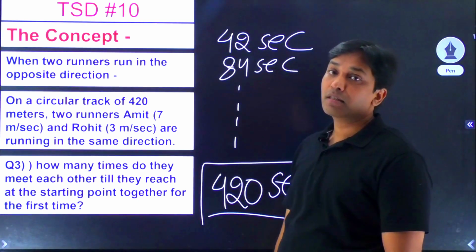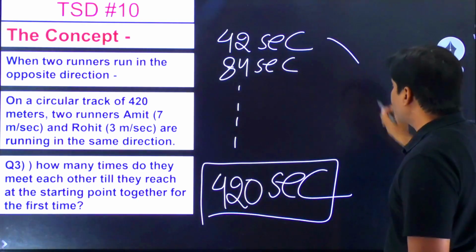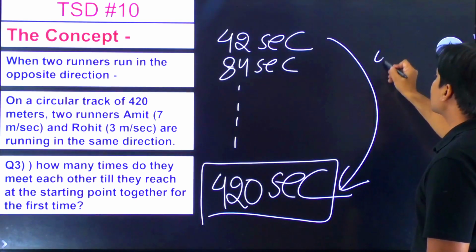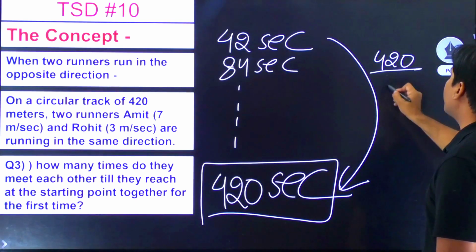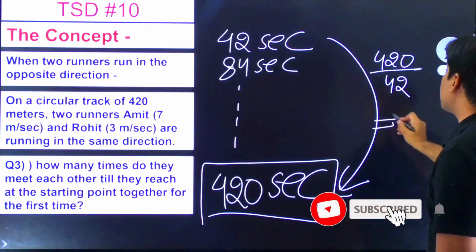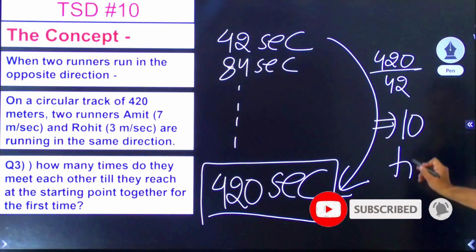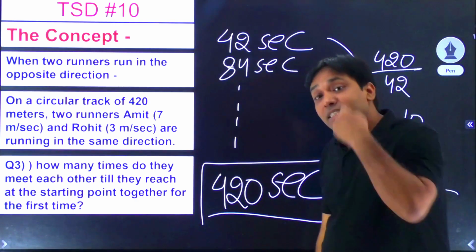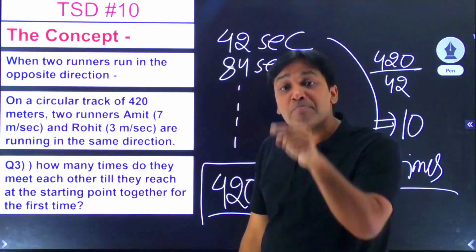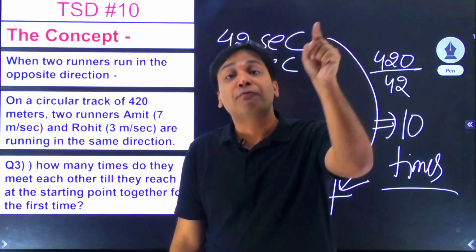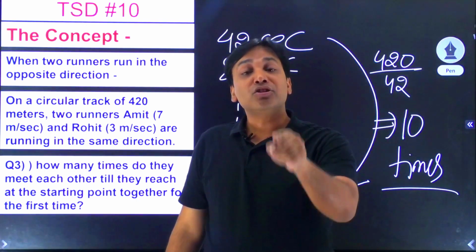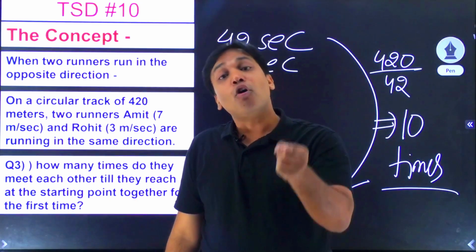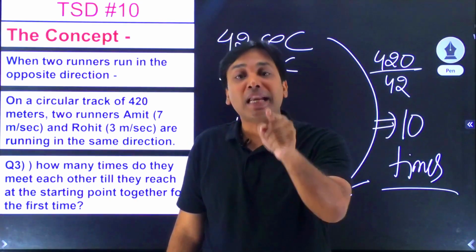Does this make sense? So 420 तक जाने में, don't you think this is going to be nothing but 420 upon 42? They are going to be meeting each other how many times? 10 times. The meeting at the 10th time is going to be meeting at the starting point for the very first time. भाई 10वीं बार की जो मीटिंग है वो होगी इनिशियल पोजीशन पे पहली बार की मीटिंग.